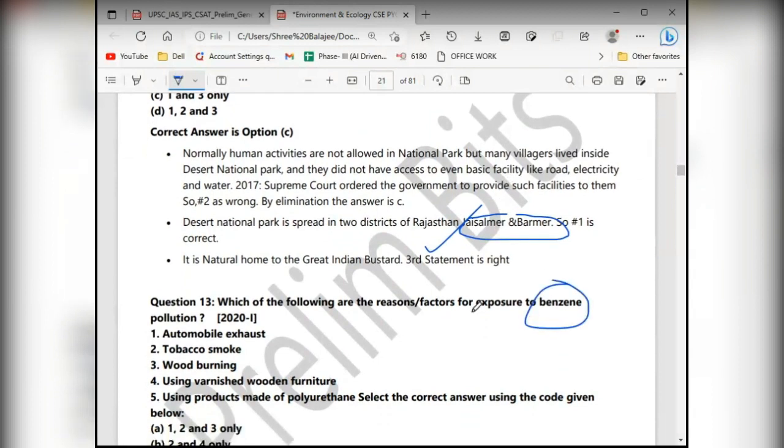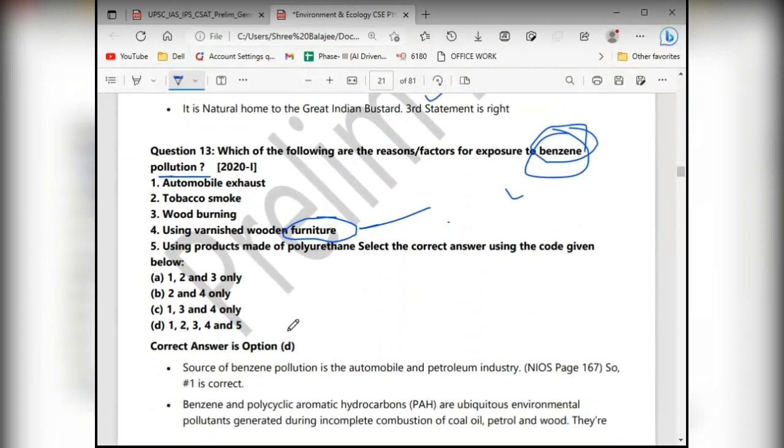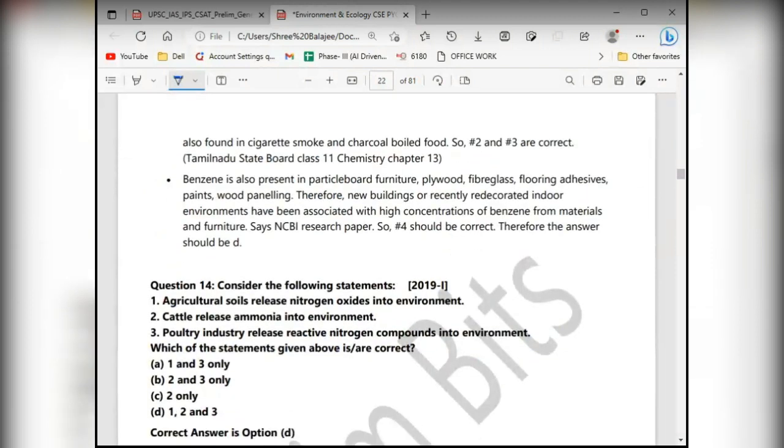Benzene pollution. Benzene is not found in wooden furniture. Some aspirants might have eliminated this option. Though earlier the answer was D, and various institutions provided the answer D, UPSC came with option A as the answer. Some of the questions have been discussed already.